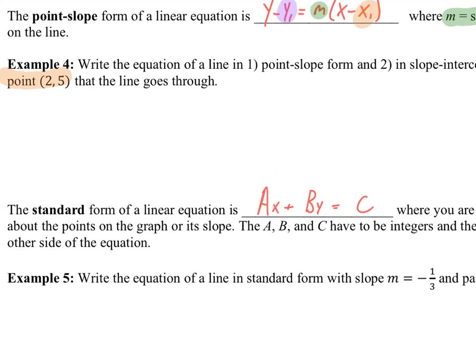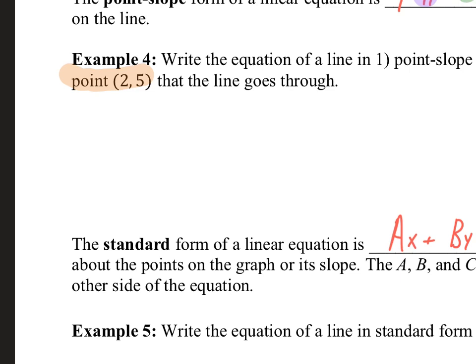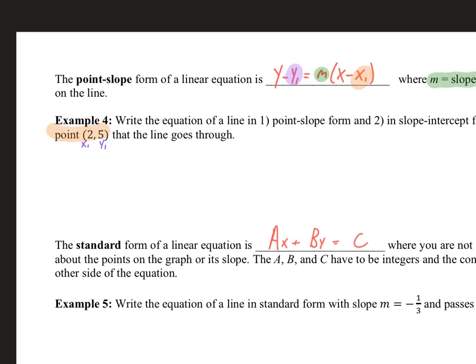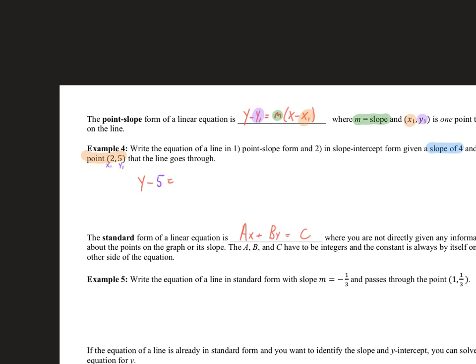Sometimes it's helpful to just label those. That's your x1 and your y1. It's not the x and the y. These red things, y and x, are going to stay letters when we write it, whereas y1, m, and x1 are all going to become numbers when we plug stuff in. So y minus y1, which was 5, equals m, which was 4, so 4 times x minus, and of course x1 is 2.